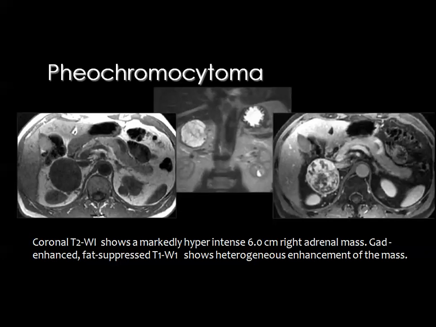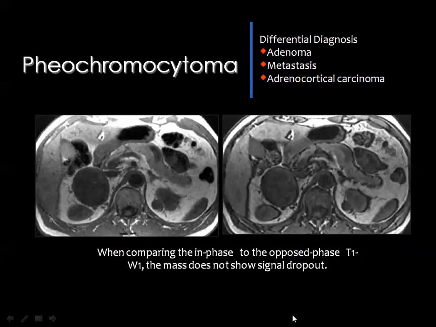If the clinical picture is fitting with pheochromocytoma, you can diagnose pheochromocytoma, and there is a mass here in the right suprarenal gland. This is T1, and this is coronal T2, and this is T1 post contrast with fat suppression. You see the mass is enhancing.